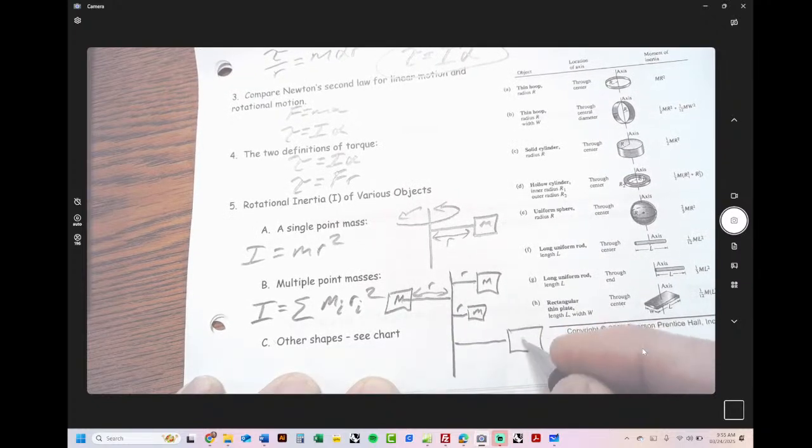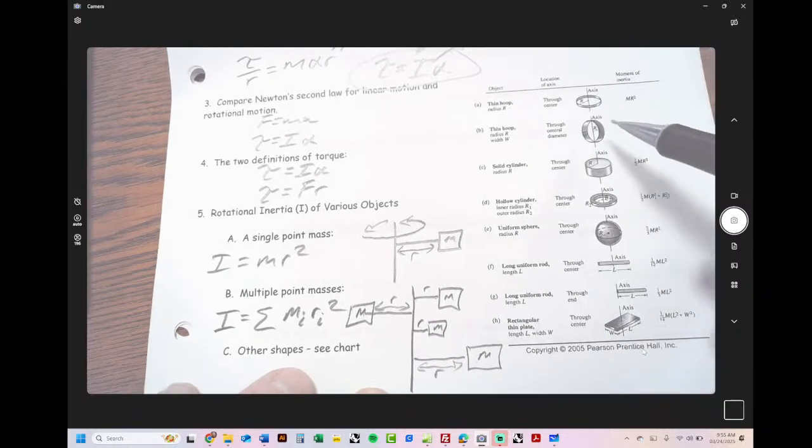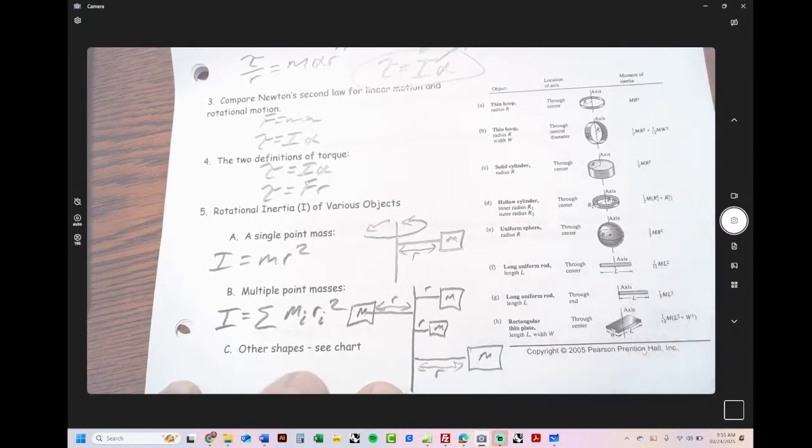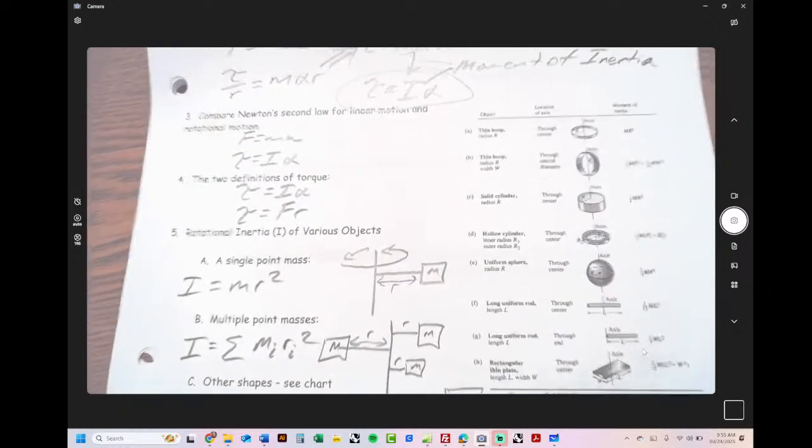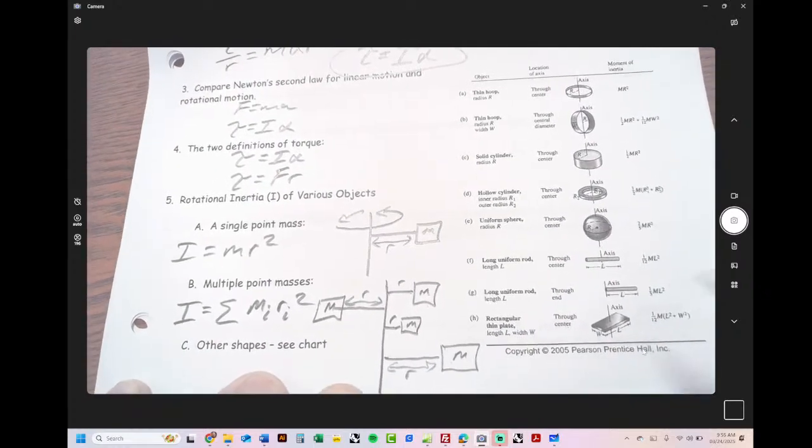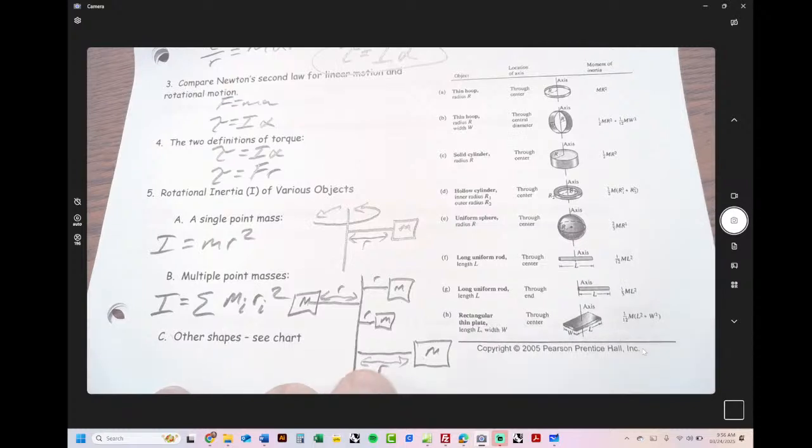So if you had 4 objects attached to a rotating stick like I'm drawing here, you could just do mr squared for this one, plus mr squared for that one, plus mr squared for that, plus mr squared for that. And for certain kinds of regular objects, somebody has done this. I'm presuming they use calculus to come up with these formulas.